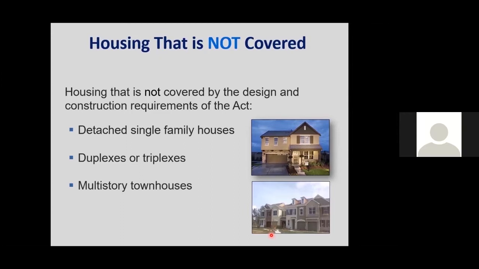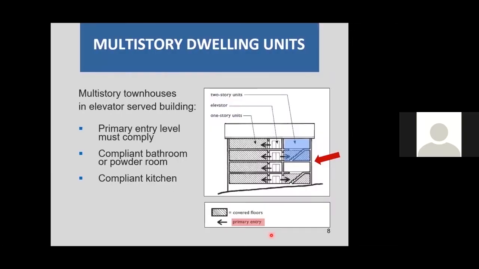Multi-story townhouses, or really I prefer to say multi-story dwelling units, are not subject to these requirements unless they're in a building with an elevator, because every unit in a building with an elevator is subject to the requirements. So if we're looking at multi-story dwelling units in a building with an elevator, then HUD requires that the elevator serve the primary entry level to the unit, and that primary entry level is what is required to comply, not the other levels in this multi-story dwelling unit.